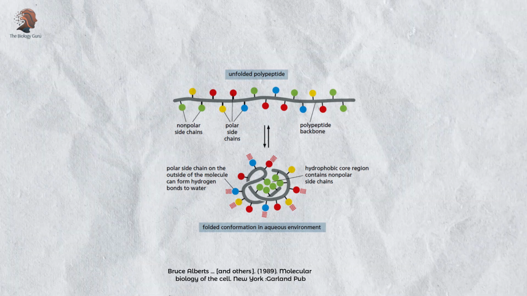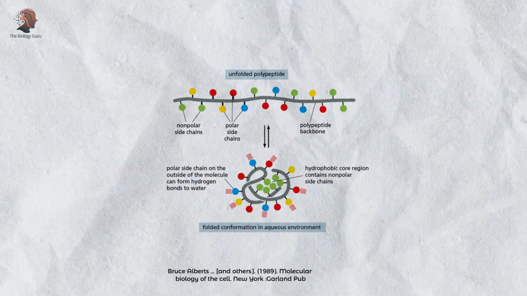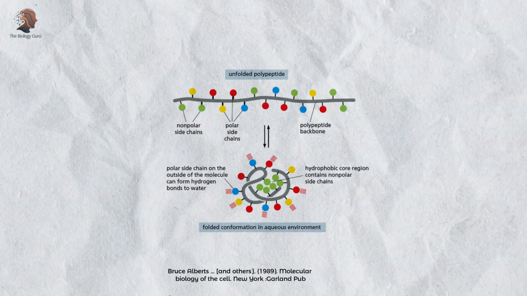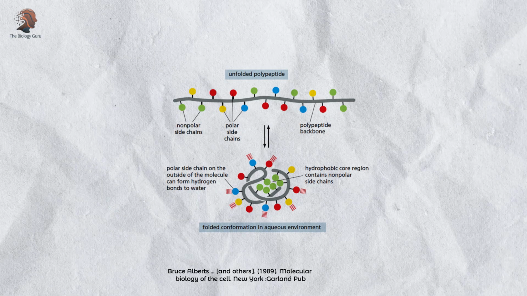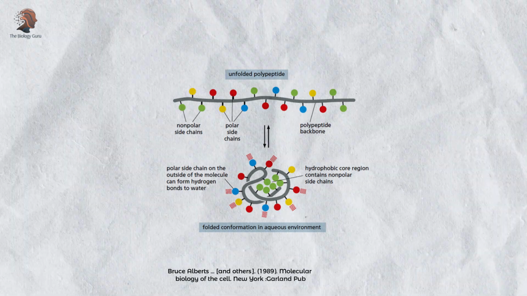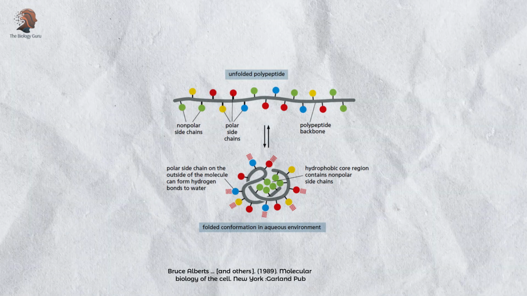In this illustration, we can see that polar amino acid side chains are positioned on the external surface of the protein. This arrangement allows them to interact freely with water, while the non-polar amino acid side chains are sequestered within the interior of the protein, forming a dense hydrophobic core that is shielded from water contact.